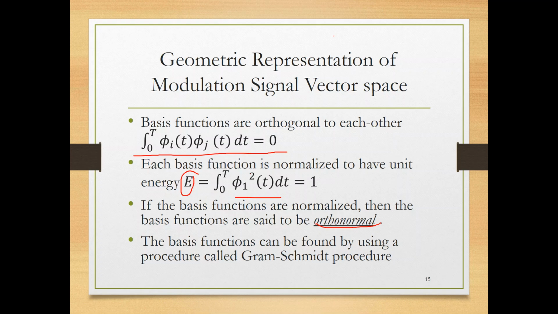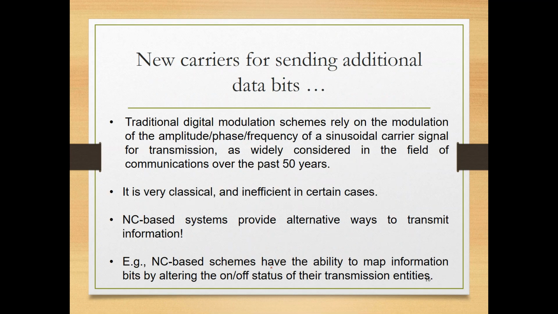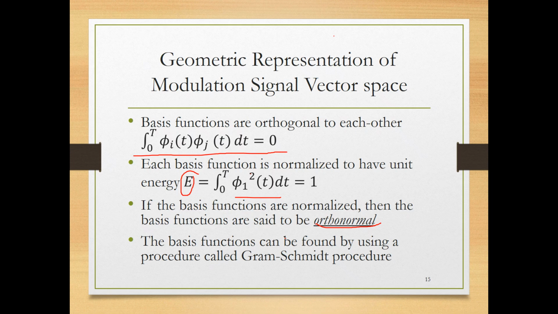Orthonormal. The basis functions can be found by using a procedure called the Gram-Schmidt Procedure. Gram-Schmidt Procedure, I think some of you studied it in linear algebra. This is a math subject that just teaches you how to find basis functions orthogonal to each other.